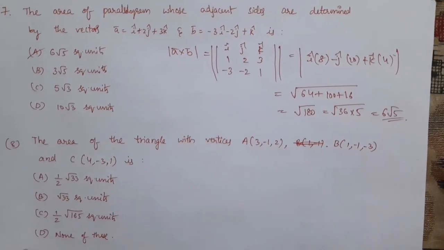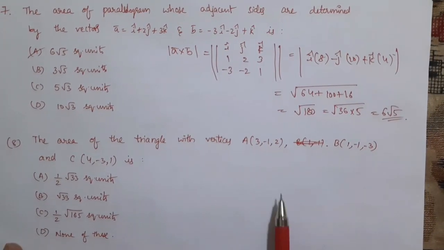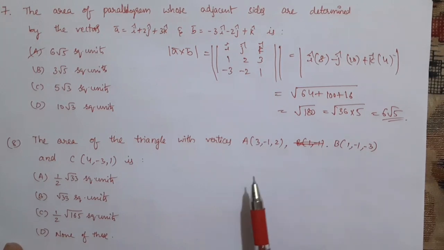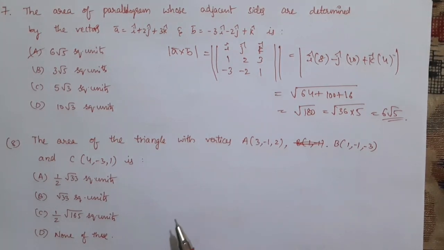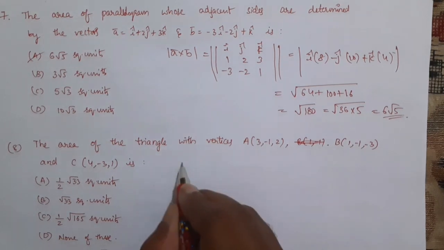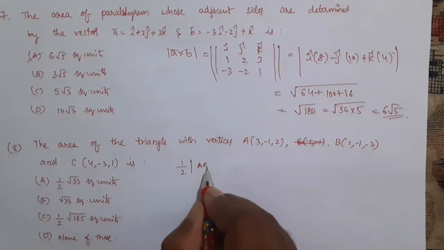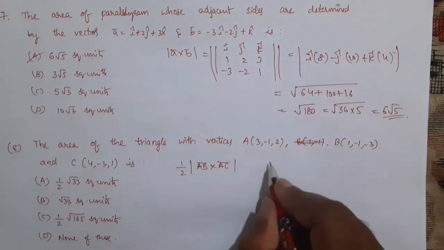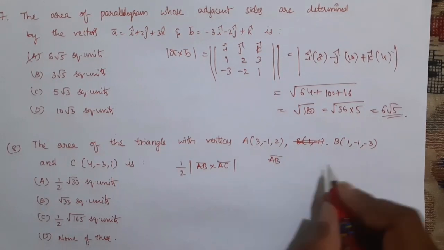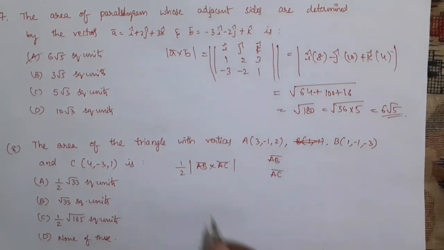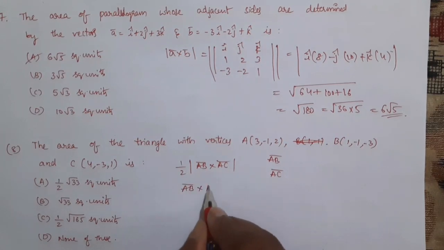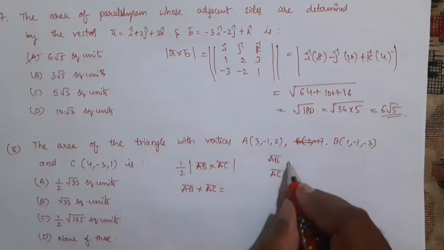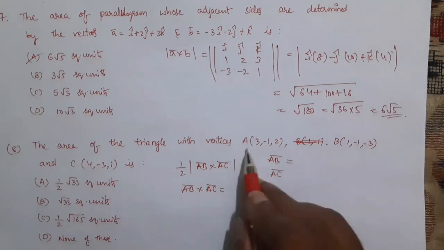Next, area of a triangle with vertices A, B and then C. Here we need to find the area of a triangle. The formula is half of the modulus of AB bar cross AC bar. That means first we need to find AB bar and then AC bar, and then AB bar cross AC bar. First, AB bar means OB minus OA.